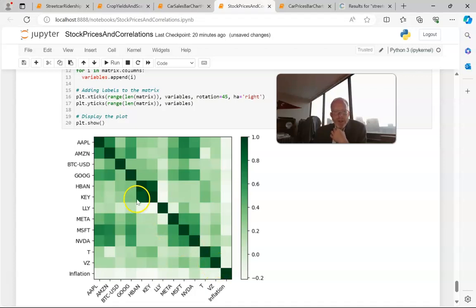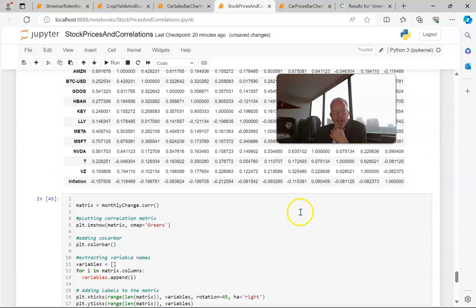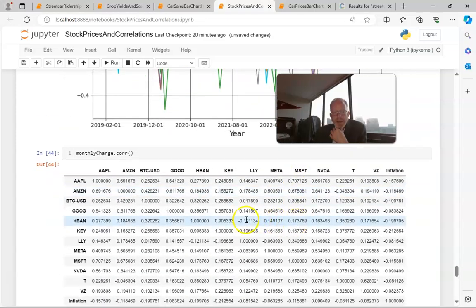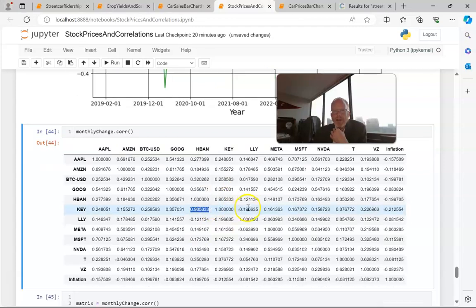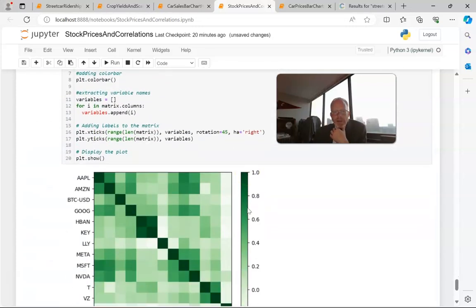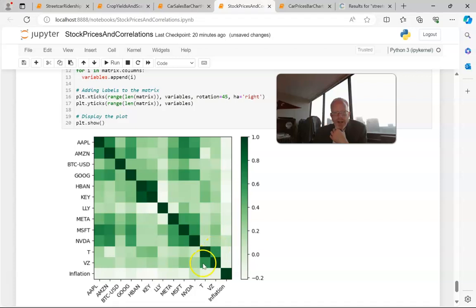So one thing we'll notice right off the bat, Huntington Bank and Key Bank, both regional banks that serve the Midwest, are very strongly correlated. You see very dark between the HBAN and the KEY. As a matter of fact, let's see what the actual numbers are there. From Huntington Bank to Key Bank, 0.9 correlation, very strong correlation among the regional banks. AT&T and Verizon, once again, you see a fairly dark green there, so highly correlated.